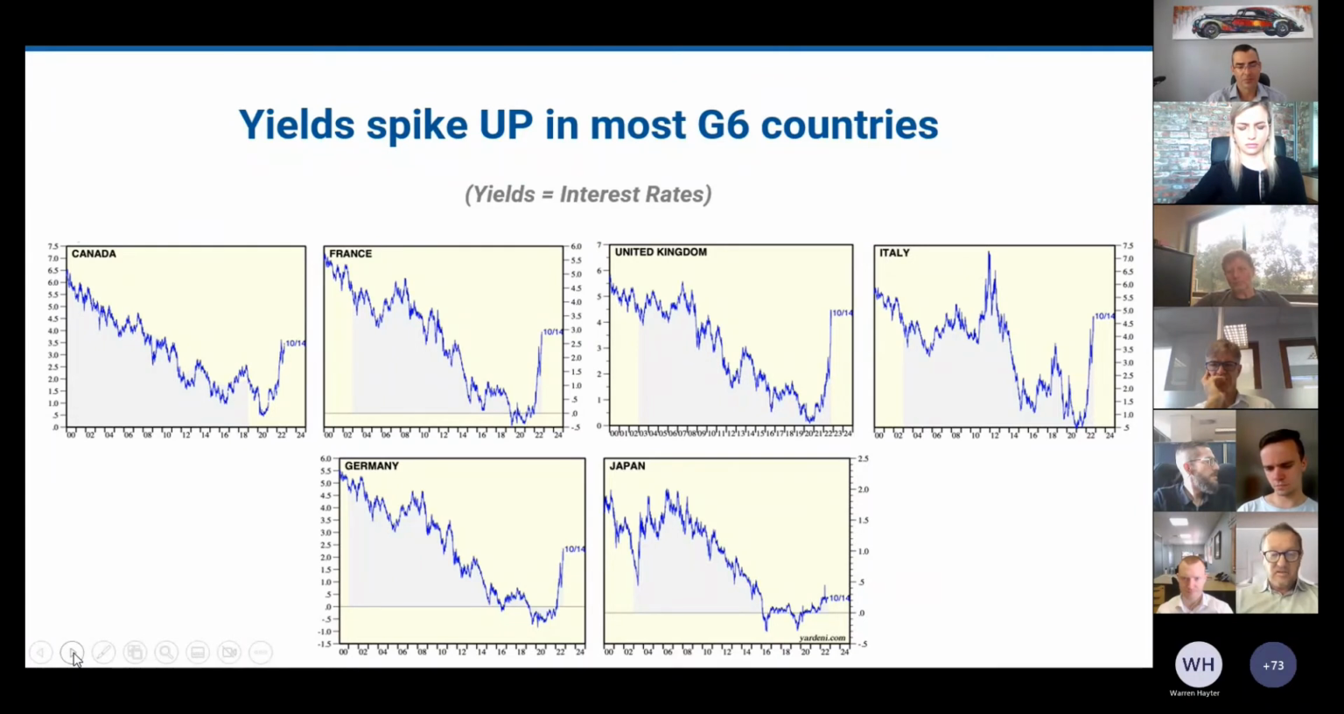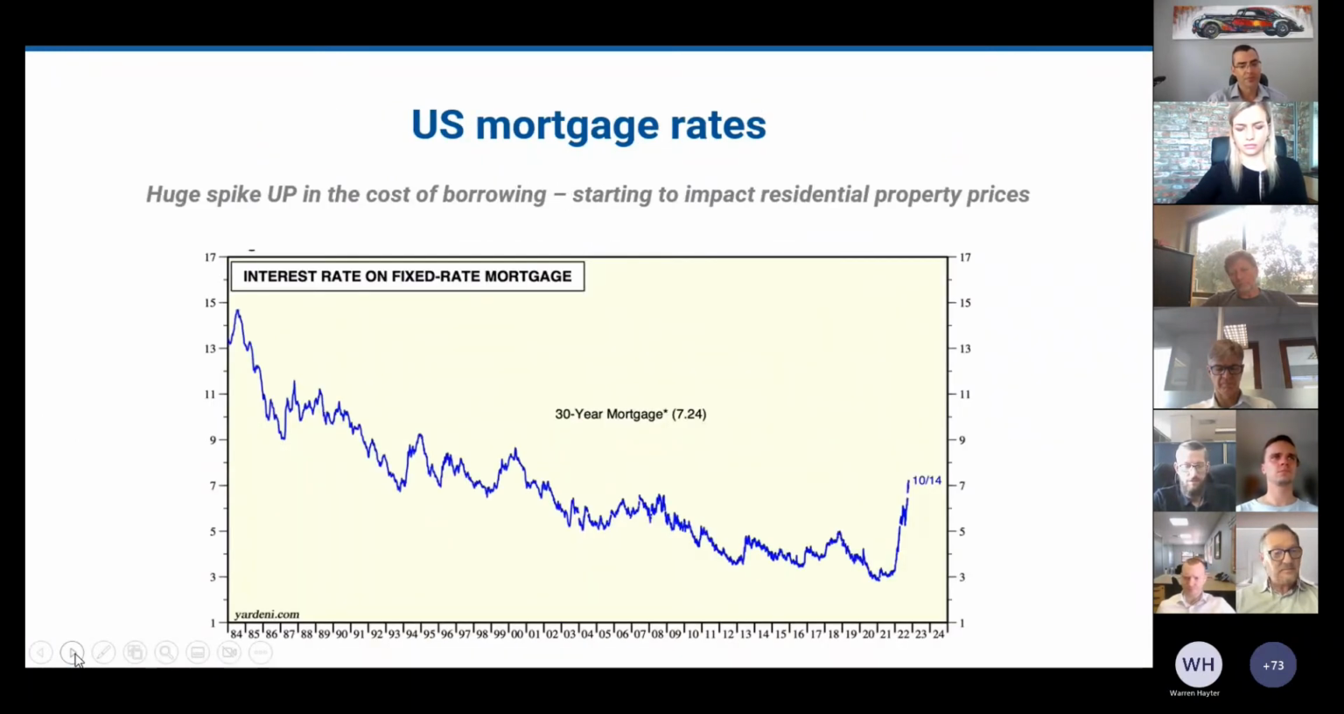And we see what's happened in the UK there. That has been such a severe and sharp move that it's had ramifications already on their pension fund environment. So these yields have moved over a very short period of time, very sharp moves. If we move to the next slide, this is one that's starting to impact property in the US, especially now, and this is your mortgage rate.